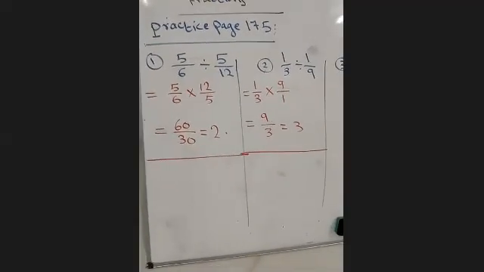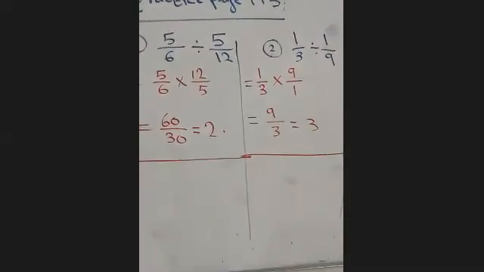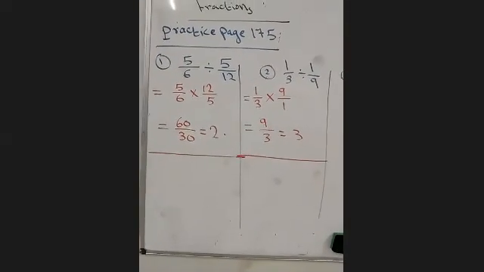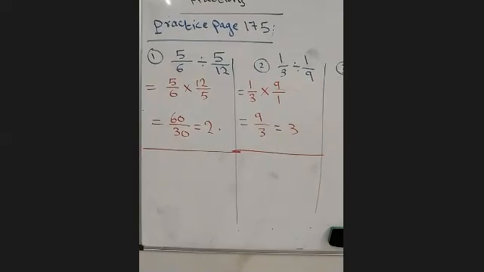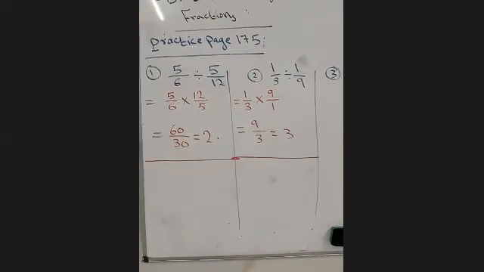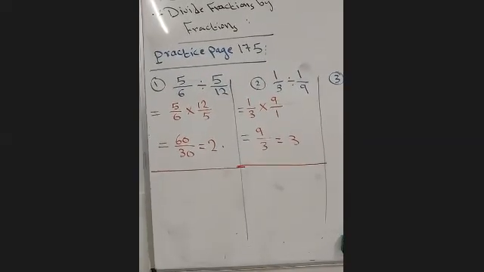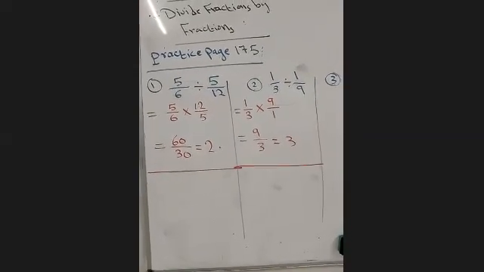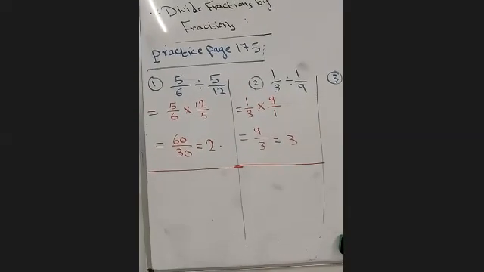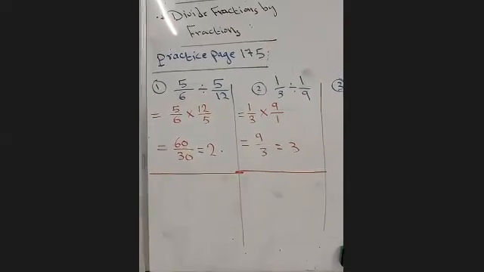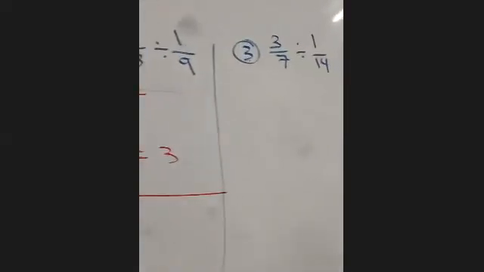So this is question 1 and this is question 2. Copy them both in your box. You have a space there, so you can easily write them both.